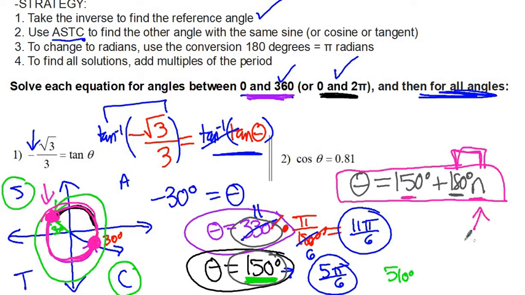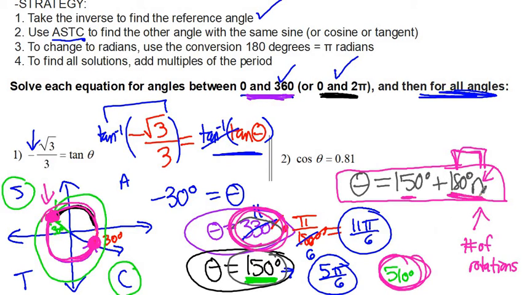So n stands for the number of rotations that I go after 150. If I go one rotation, if n equals 1, well, that gives me this 330 value. If I go two rotations, so that's a 360, that gives me the 510. So this is what that extra part means. It means find the original answer and then add to it basically the period. The period of tangent is 180 degrees.